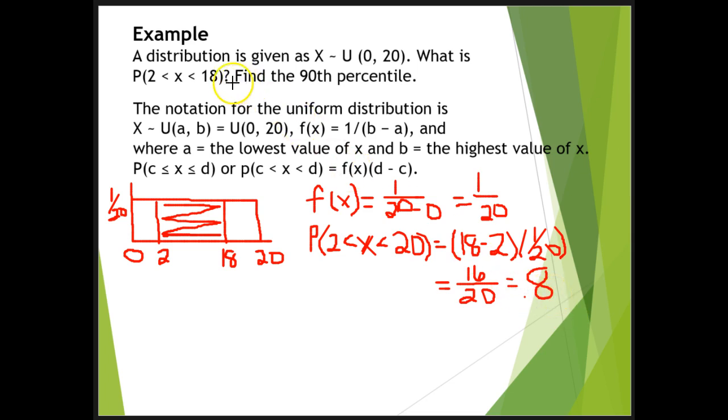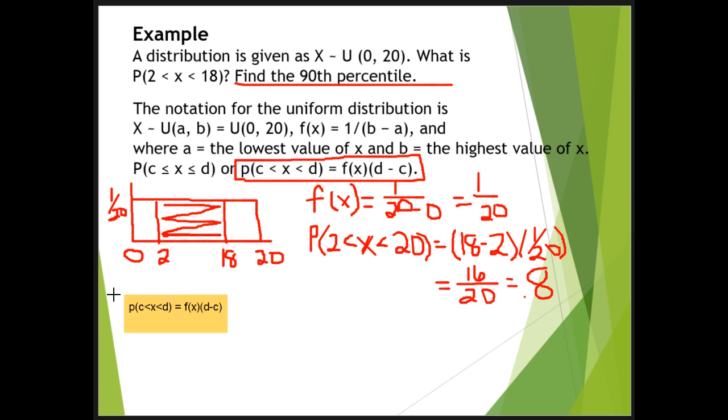Now it wants us to find the 90th percentile. So this requires us to do just a little tiny bit of algebra. We're going to set up the probability between A and some unknown D to be 90%, or 0.9. And we have this equation up here that we are going to use. So right here is what we will be using. So we will set up this equation. We need the probability to be 90%. We're looking for the 90th percentile.